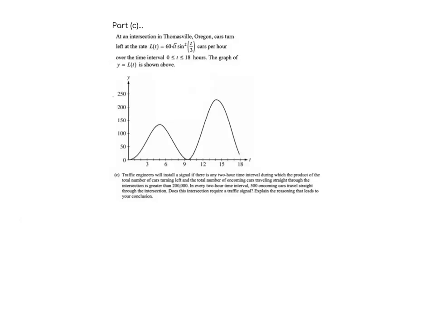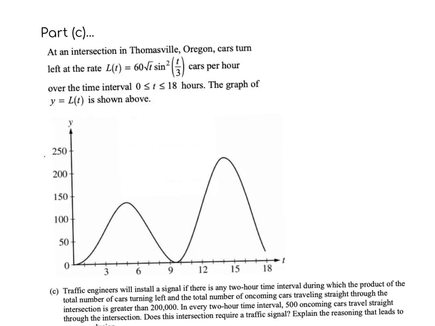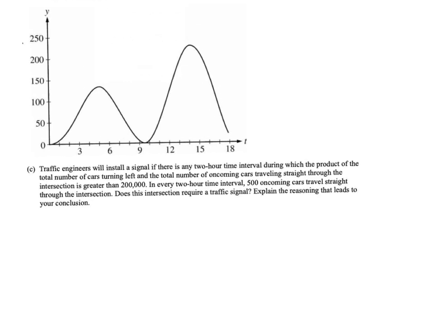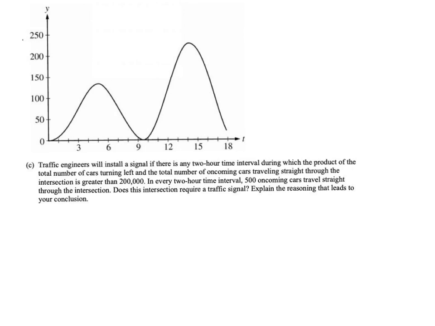For part C, we're looking at traffic engineers will install a signal if there's a 2-hour time interval during which the product of the total number of cars turning left and the total number of oncoming cars traveling straight through the intersection is greater than 200,000. In every 2-hour interval, the 500 oncoming cars travel straight through the intersection. Does this intersection require a traffic signal? Explain the reasoning that leads to your conclusion.